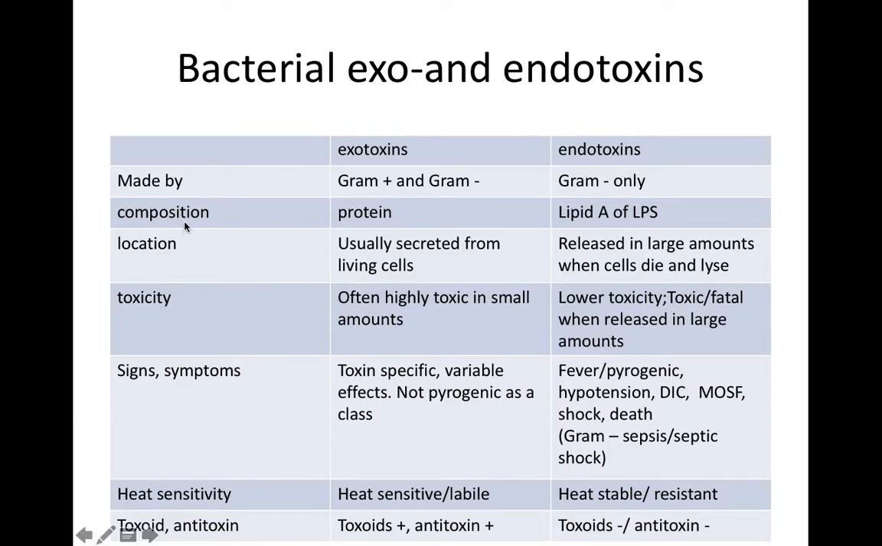Okay. Composition means what the toxin is made of. So remember, exotoxins are made of proteins. Endotoxins are the lipid A of lipopolysaccharide. Where are the toxins located? Usually, not always, but usually when the bacteria are alive, they're making and then secreting the exotoxin into their environment. There are some exceptions, but in general, the live bacteria are secreting the exotoxin from their cells into the environment.